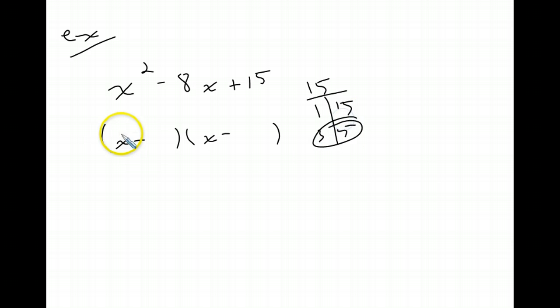I think 3 and 5 is the only thing that adds up to be 8, so I'm going to put in a 3 and a 5. Negative 3 times negative 5 is positive 15. Negative 3 minus 5 is negative 8. So that one works out as well.